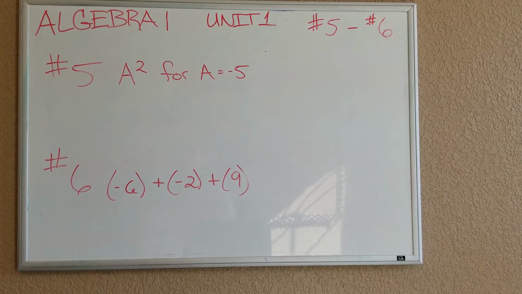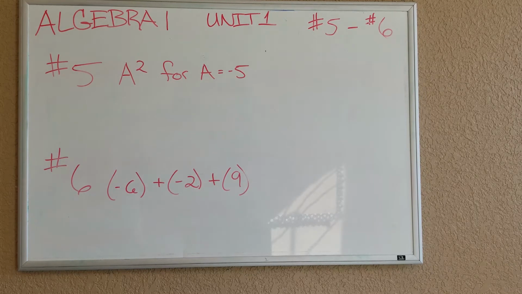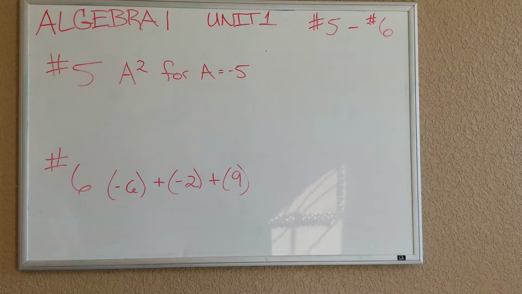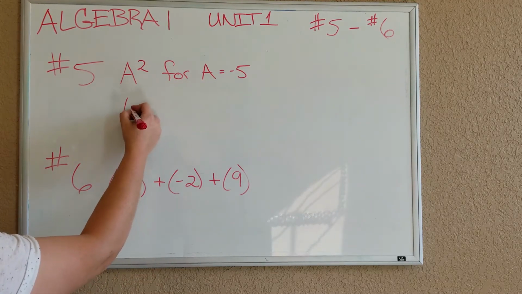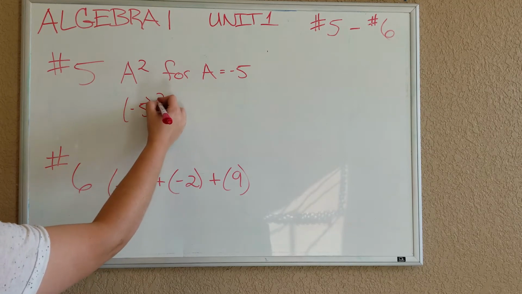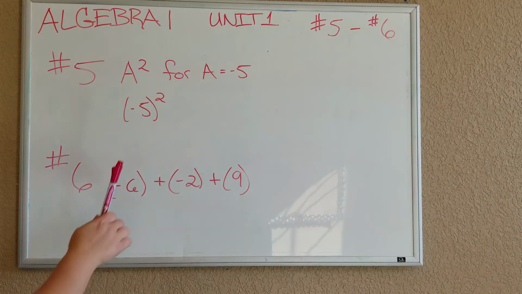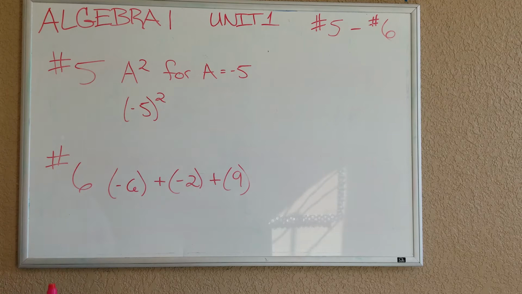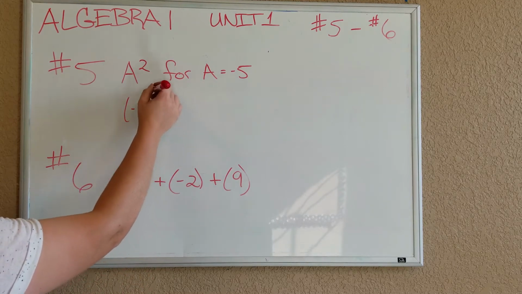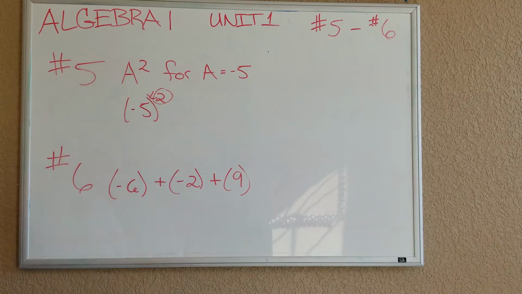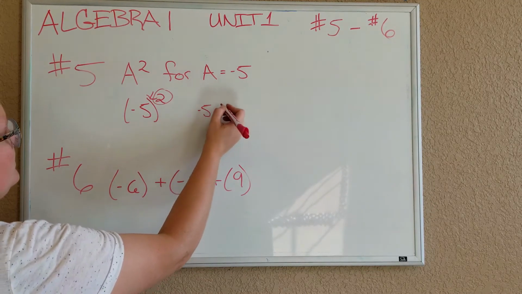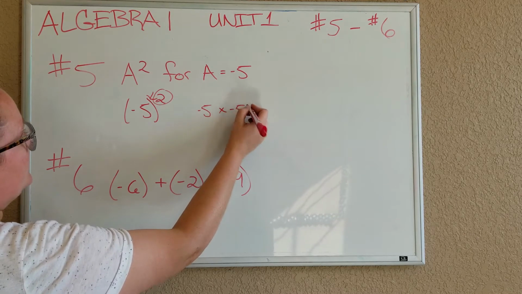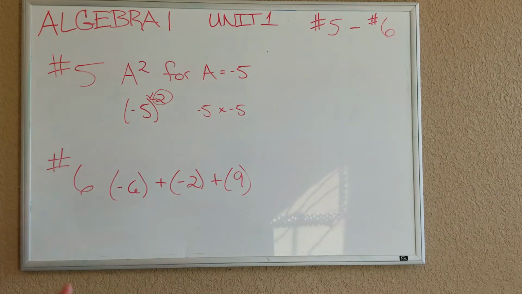Okay, number 5. They say evaluate a squared for a equals negative 5. So you're just going to put negative 5 in there. You put it in parentheses, negative 5 squared. Now, this doesn't mean negative 5 times 2. The exponent means you multiply this number by itself that many times. So you go negative 5 times negative 5. Now, 2 negatives make a positive, so it's just 5 times 5.